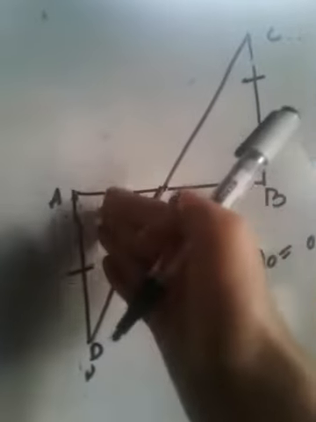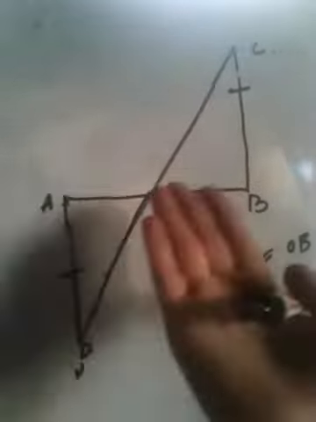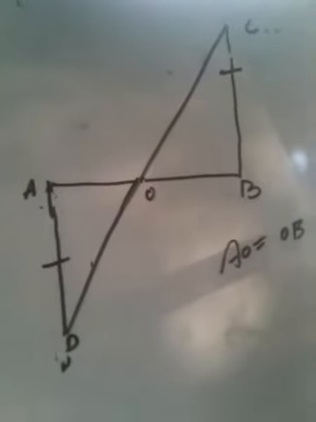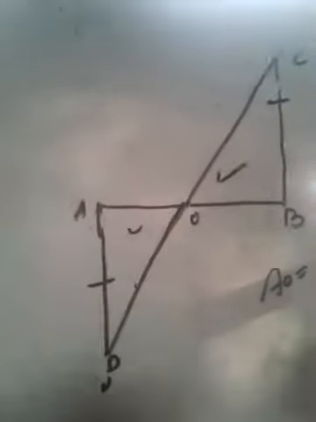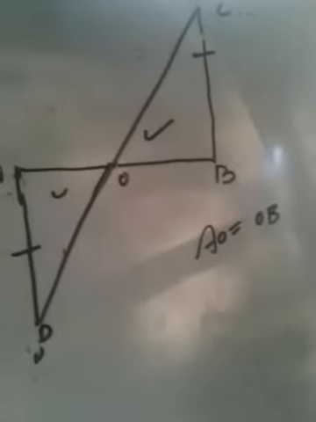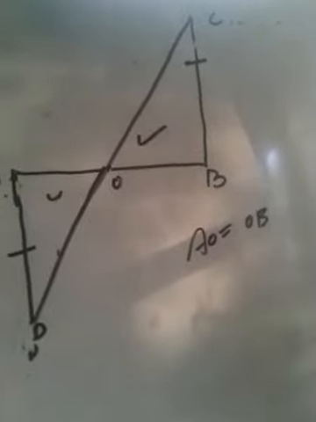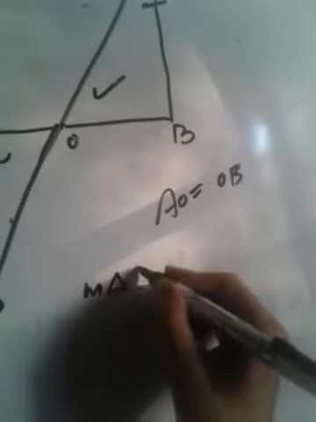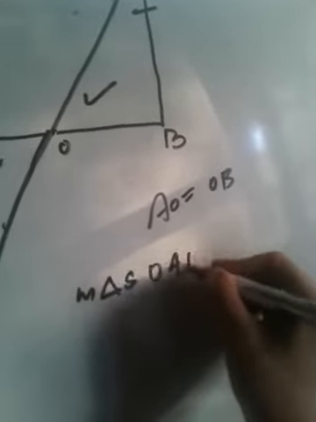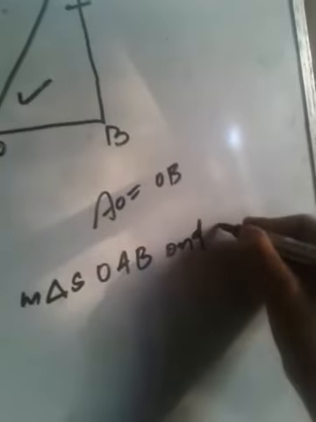If we are able to make these two triangles, this triangle and this triangle, congruent, then clearly OA equals OB by CPCT. So the main procedure is we must make them congruent. How can we make them congruent? We will use the previous rules, ASA or SAS. So let's proceed. We will write in triangles OAD and OBC.